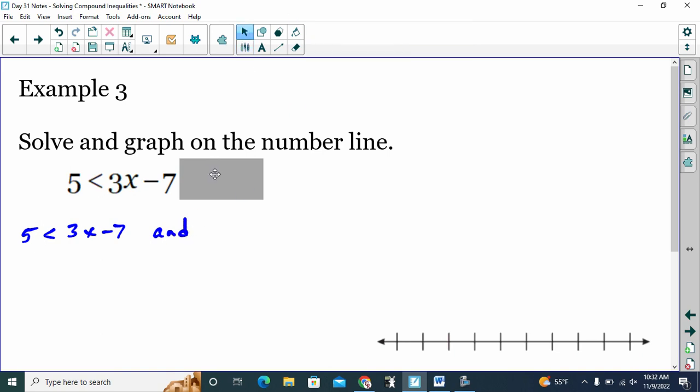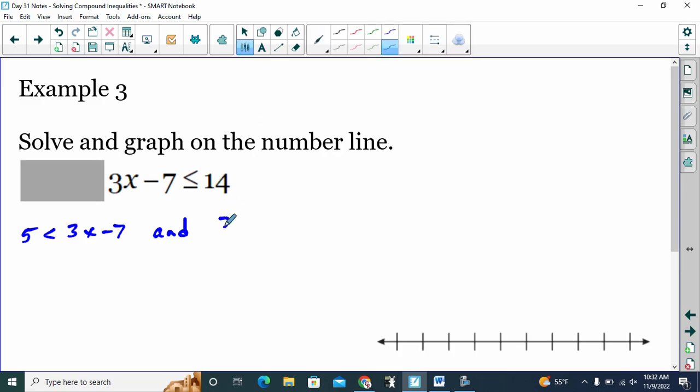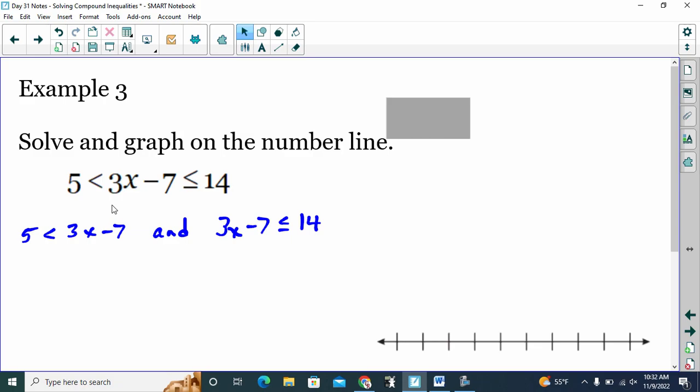And then we're going to cover up the left part of the inequality over here, and we're going to copy that part down. 3x minus 7 is less than or equal to 14. Basically, I am taking it from the way it was written here as one line, and I'm setting it up as 2 separate inequalities. That's what examples 1 and 2 look like.